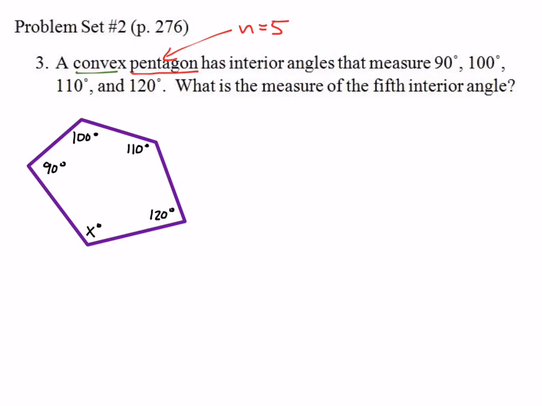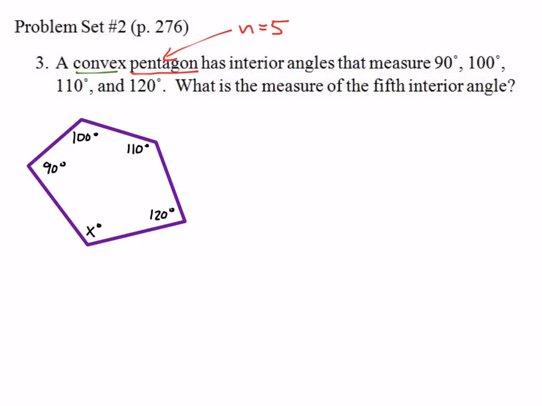Now, some people might be really tempted to look for a pattern and say, wait, 90, 100, 110, 120, this must be 130. And it might be 130, but we don't know that for sure. The correct way to solve this problem instead is to find out what all of the angles together must add up to, and then set the sum of these equal to that.